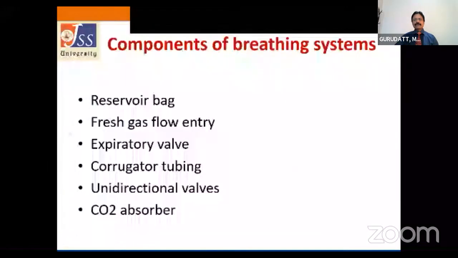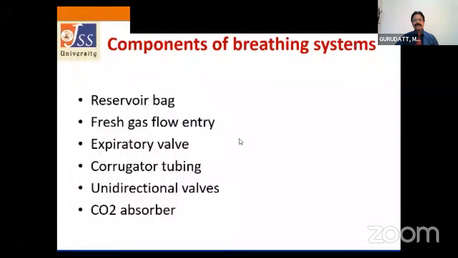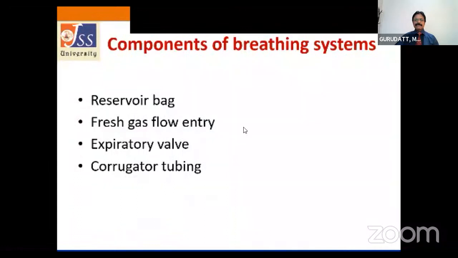So what are the components of a breathing system? We have the reservoir bag, the fresh gas flow entry, the expiratory valve, the corrugated tubing, the unidirectional valve, and the carbon dioxide absorber. Among them, the unidirectional valves and the carbon dioxide absorbers are mainly present in the circle system, so I'll be discussing these two when I discuss the circle system. Whereas these four components, by varying or changing their position in the breathing system, give you different Mapleson systems.